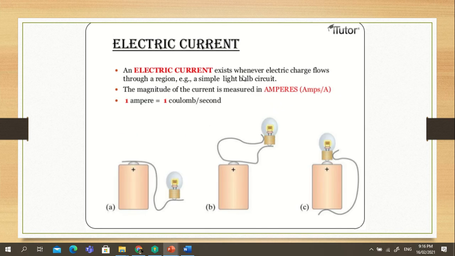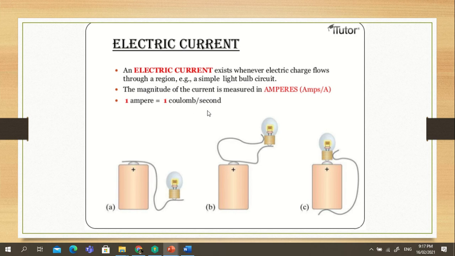Electric current exists whenever electric charges flow through a region, for example in a simple light bulb circuit, as you have seen in this illustration. The magnitude of the current is measured in amperes, or amps, with the unit A. A stands for amperes, and amps is also an abbreviation of this word. Take note that 1 ampere is equal to 1 coulomb per second.